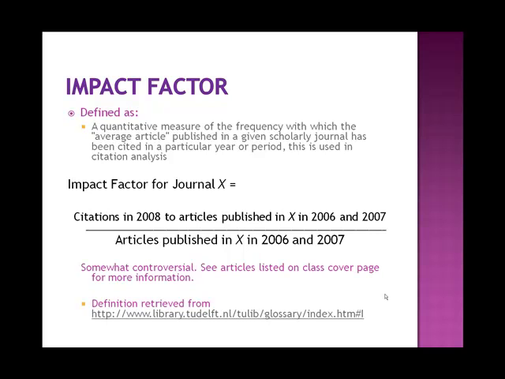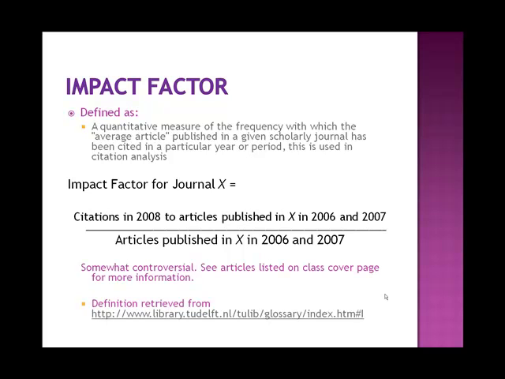They look at all of the articles that came out in 2008 that cited articles published in 2006 and 2007. And they divide that by the total number of articles published in a particular journal in 2006 and 2007. And then that number is the impact factor. This diagram is a simplification of the mathematical formula used to figure out an impact factor.